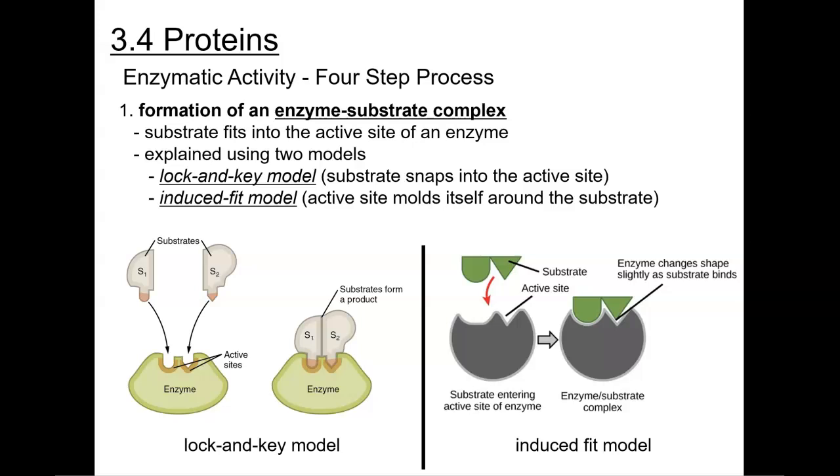Enzyme activity has a 4-step process. First, you have the formation of the enzyme-substrate complex. A substrate fits into the active site of an enzyme. It's explained using 2 models here. It's like a lock and key system.